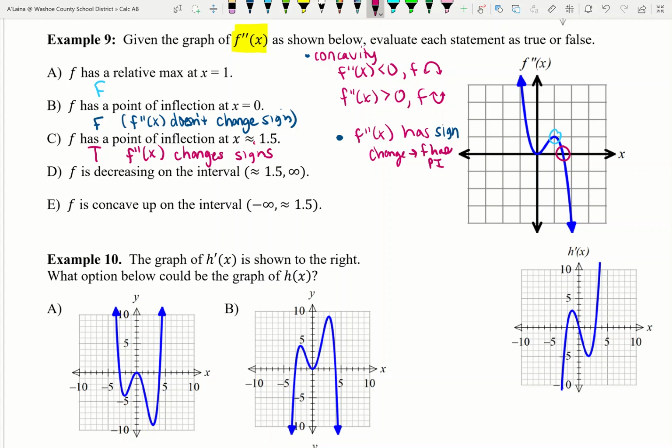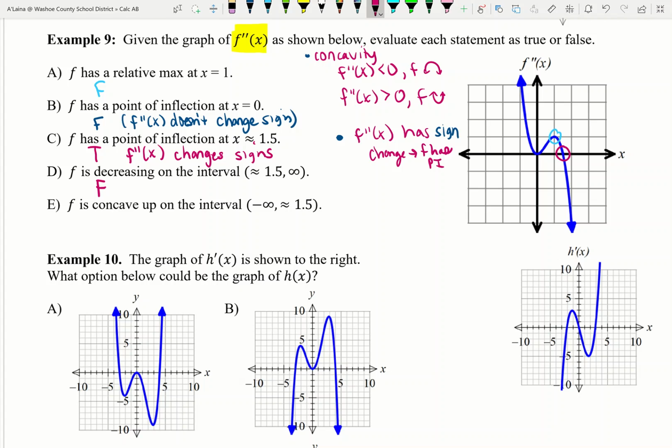D, f is decreasing on the interval. We don't know that, okay? We're going to put false because we cannot draw that conclusion from a second derivative graph. We don't know enough information from a second derivative graph to show that.